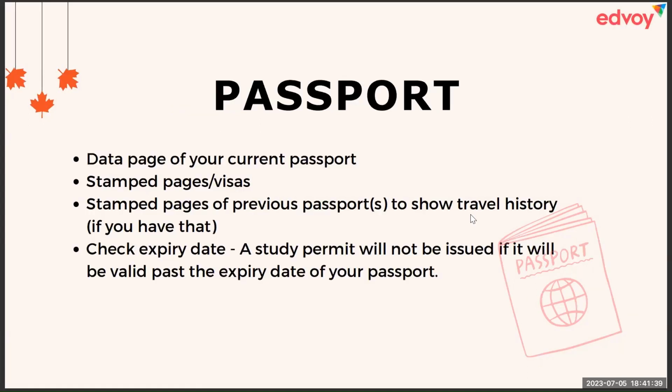Next up, make sure you have a valid international passport. Scan the data page as well as any stamped pages or visa in the current or previous passports if you have a travel history. Also, remember to check the passport's expiry date before applying for a study permit, as it must not expire during your study. So your passport should be valid even after completion of your course, because that's the only way you will be getting your postgraduate work permit and study permit approved also.